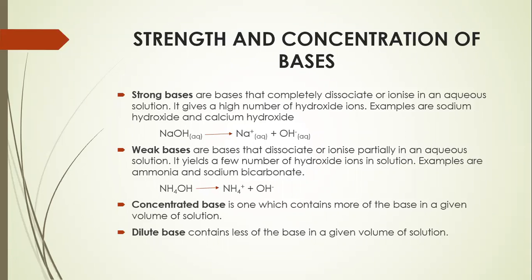Then weak bases. They are bases that dissociate or ionize partially in an aqueous solution. So they don't give out many hydroxide ions. It yields just a few hydroxide ions. Examples of these weak bases are ammonia and sodium bicarbonate. Now look at the equation here. We have ammonium hydroxide, NH4OH. When it dissociates, you see that you have NH4, then OH. You notice that the ammonium didn't give out all of its ions, but just took off a few of the OH, that is all. But there's another OH attached in a way because of the presence of the hydrogen atoms.